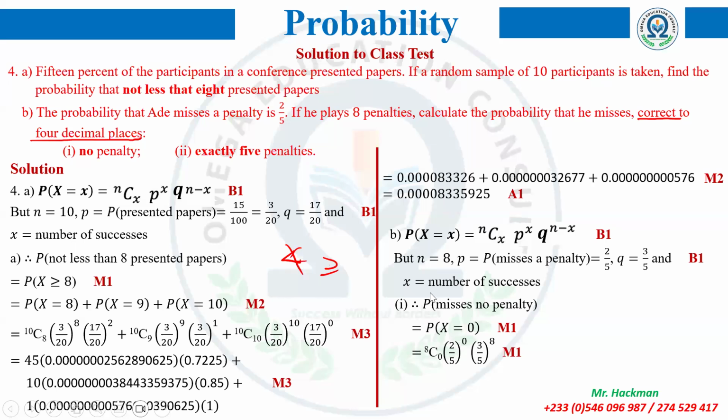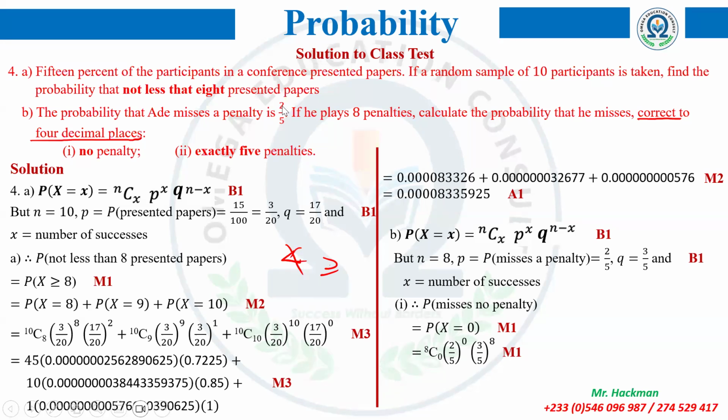So in this case, this one's so easy. Your n will be the sample size, we are told, 8 penalties, the number of trials. Then p: here is only one question. No penalty, so misses, exactly 5 penalties. So I will go for missing as my success. In normal circumstances I suppose you would take not missing, but because I don't want to be changing. So p, misses a penalty, will be our success, and that is what 2 on 5 is given.